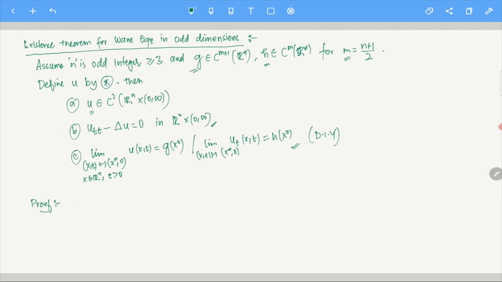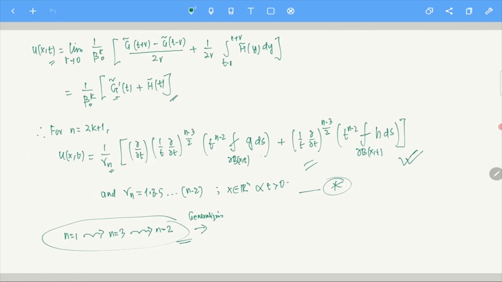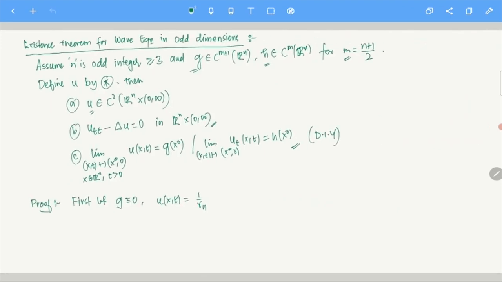Now we start out by first taking g identically equal to 0. What is u of x,t? This is just to make our life simpler. If g is 0, this part is gone, that part is gone, so we are only left with this: 1 by gamma n, 1 by t del del t, to the power (n minus 3) by 2, of t power n minus 2 times the average of h. We call this average capital H, so it is t power n minus 2 capital H of x comma t.